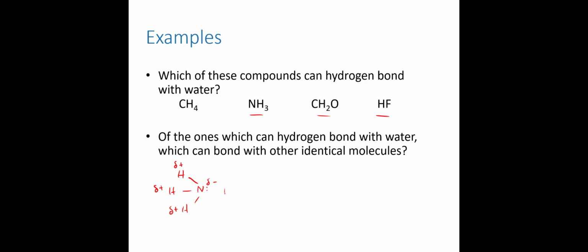And then I can go ahead here and put a nearby molecule. And again, the nitrogens are partially negative. The hydrogens are positive. I don't have to do that for every single one of these normally. But I would definitely expect there to be an attraction between those. So there's a hydrogen bond. So NH3 can hydrogen bond with water, and it can also hydrogen bond with itself.